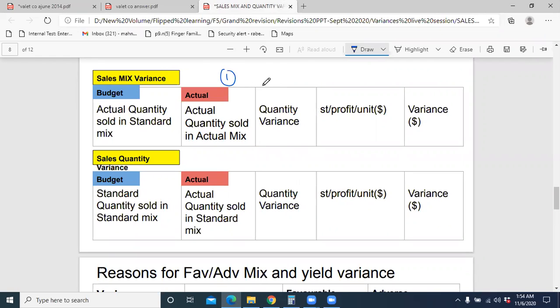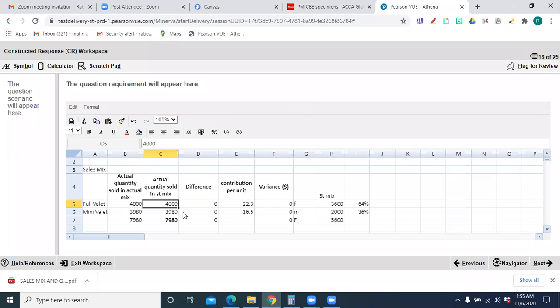Because if you fell short, this is what you sold, and then you put this in the second place, and then it would tell you whether you actually sold less or more. Otherwise it won't tell you appropriately. Now here 7980 into standard mix, I'm putting 3600 divided by 5600.